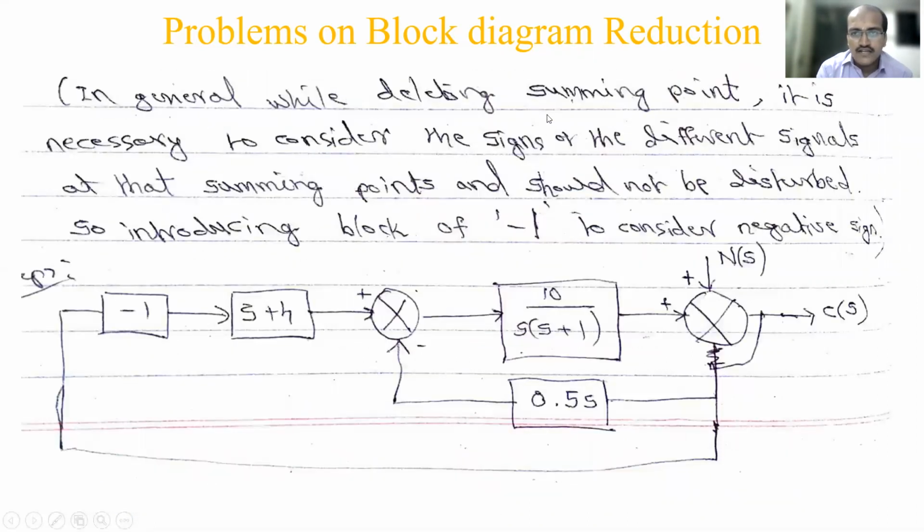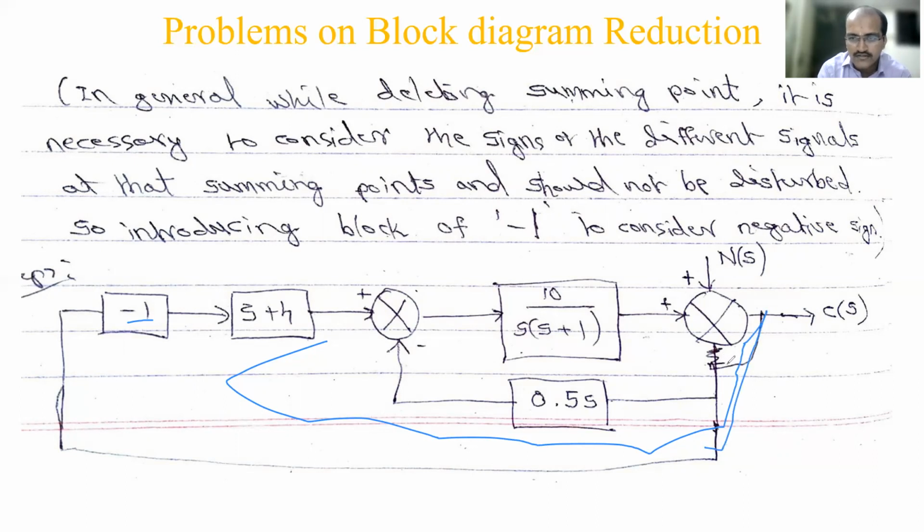In general, while deleting a summing point, it is necessary to consider the signs of the different signals at that summing point, and they should not be disturbed. So a block of -1 is introduced to consider the negative sign. See here, I have removed the summing point, and in its place I have put -1. In case +1 is there, you have to write +1. The minus sign is there, so -1. Now how it looks: -1 into S plus 4. So this is one path, coming from here. Draw it properly. I made a mistake and then corrected it.